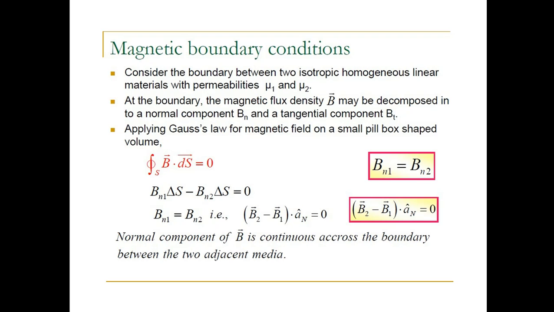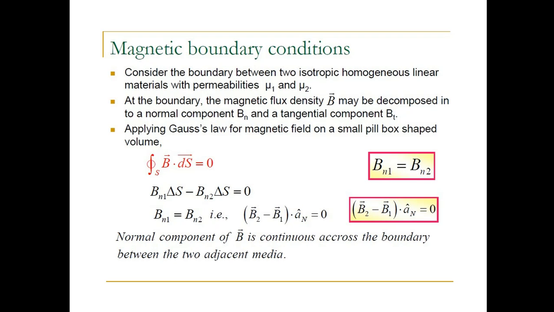The surface integral of the dot product of magnetic flux density and an infinitesimally small surface is equal to 0, which we have already described in the second Maxwell equation, where the divergence of magnetic flux density is equal to 0. From that conclusion, we can extract the relation Bn1 del S minus Bn2 del S is equal to 0, where Bn1 is equal to Bn2.